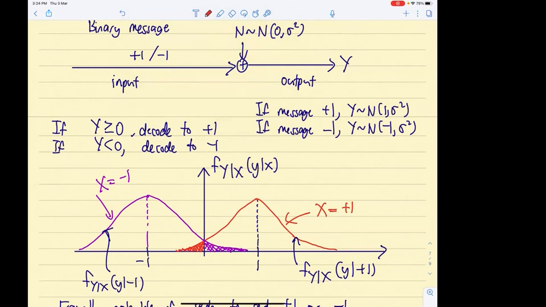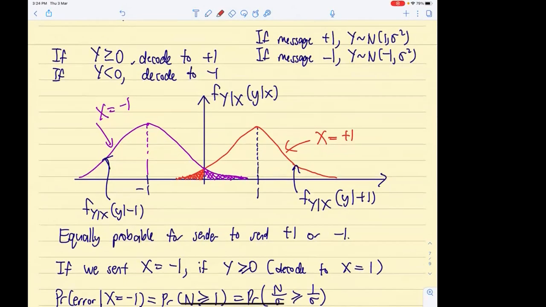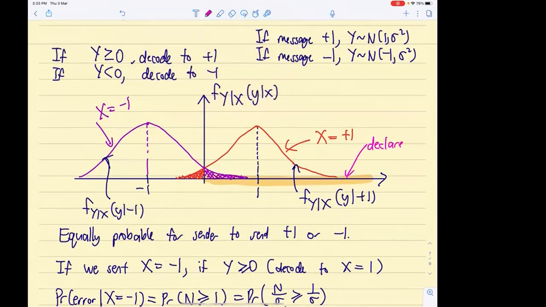Right. So in this half space here, I declare that x is equal to 1. And over on this side here, it's very natural for us to declare that x is equal to minus 1. That's what we declare, all right? Is it clear?